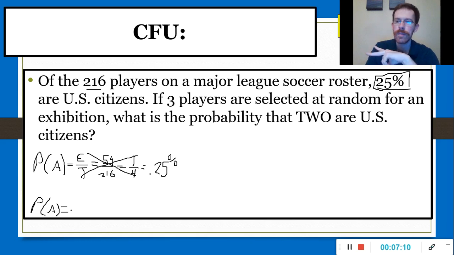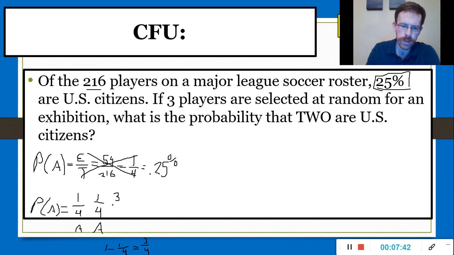Except there's 3 of these people, right? And I want 2 of them to be Americans. So that's going to be 1/4 for 1 American, 1/4 for the next American. And if the last person is not an American, what do they have to be? Well, it's got to be 1 minus 1/4, which would be 3/4. And so that'd be 3/4, because they are what we call complements.